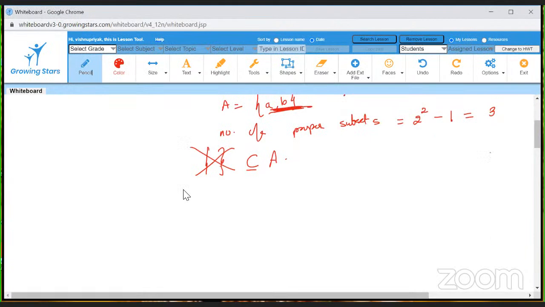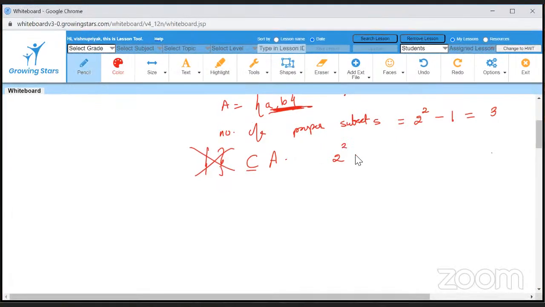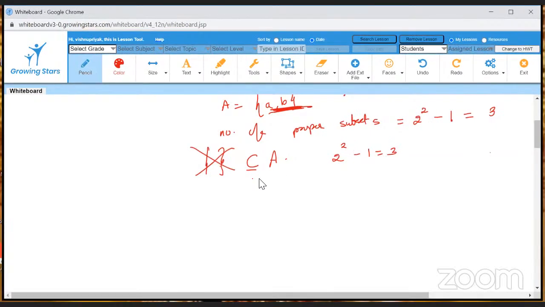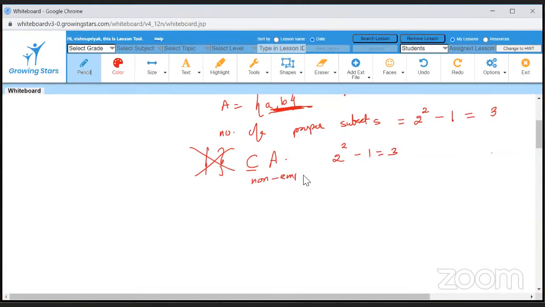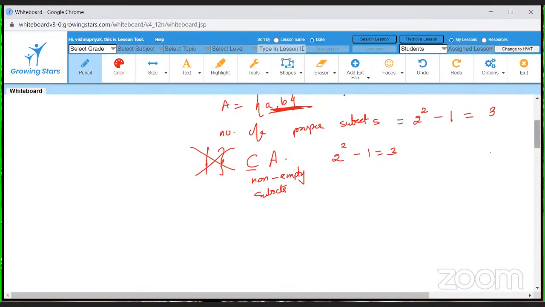If you want the number of non-empty subsets, same as you have removed the equal subset, like that if you remove the empty one, you will have 2 power 2 minus 1. The empty one you are removing, non-empty subsets. Same formula, but meaning will be different.